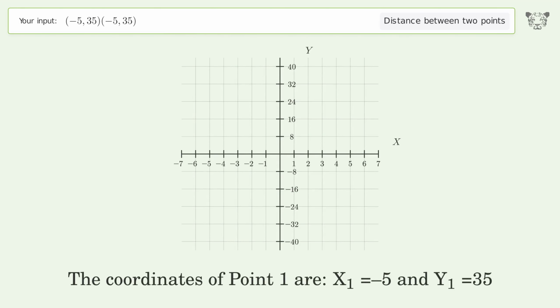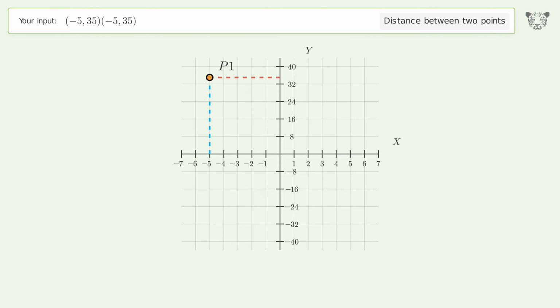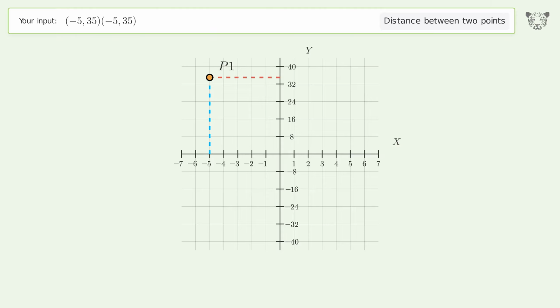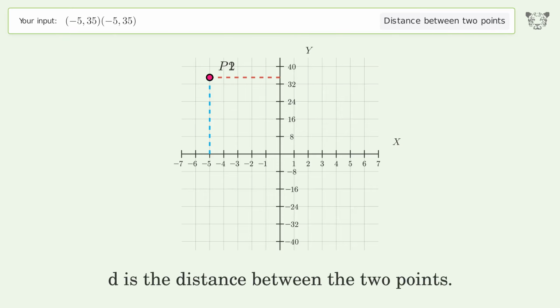The coordinates of point 1 are x1 equals -5 and y1 equals 35. The coordinates of point 2 are x2 equals -5 and y2 equals 35. D is the distance between the 2 points.